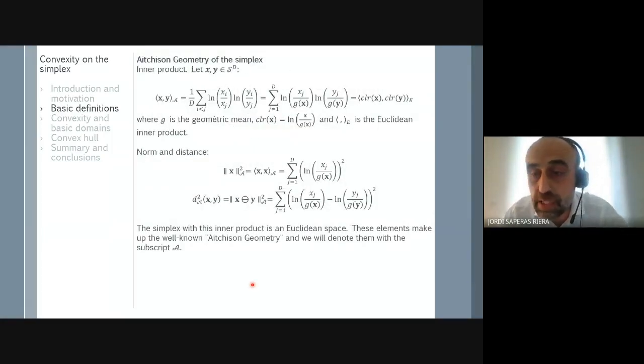In the vector space, we add Hutchinson's inner product to provide the simplex with a Euclidean space structure. From this inner product, we define the norm of a vector and the distance function. This whole set of elements is known as Hutchinson's geometry. Throughout the presentation, we will use the A subscript to denote that we are talking about an element compatible with Hutchinson's geometry.